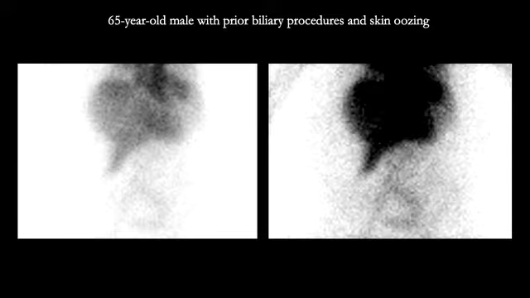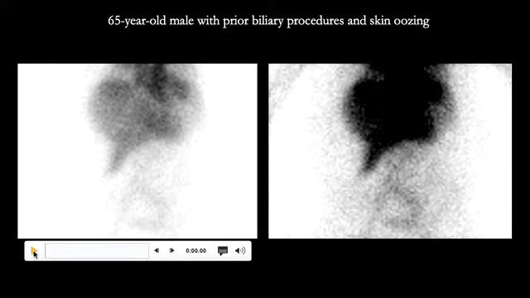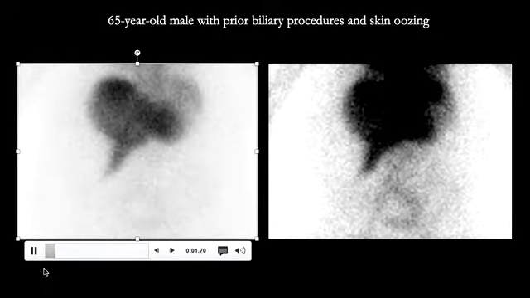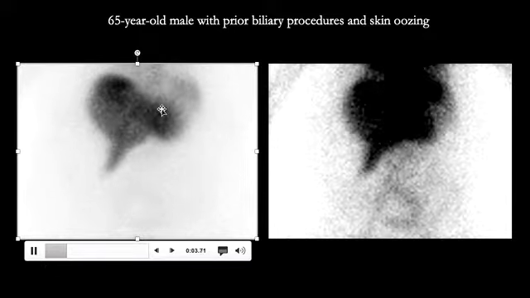Our next patient is a 65-year-old male with prior biliary procedure who presented with skin oozing. And so we are looking at the same HIDA scan here using two different intensities. So let's first start by looking at the image on the left. This cine image shows uptake in the liver. The hepatocellular function is compromised a little because we see cardiac blood pool activity persisting for a very long time.